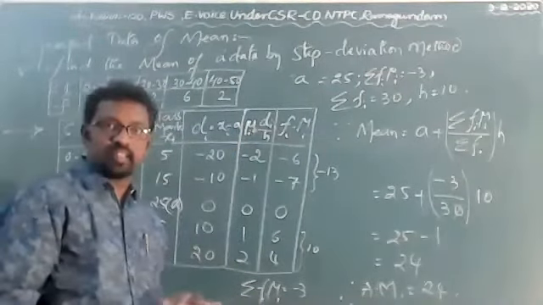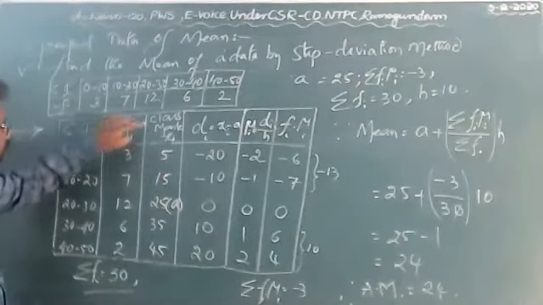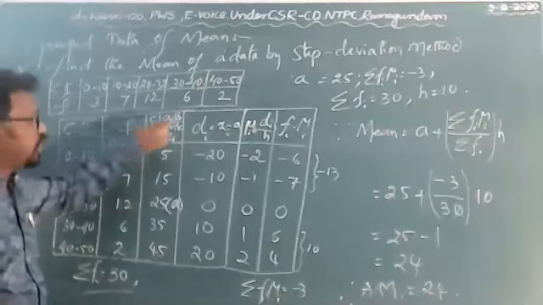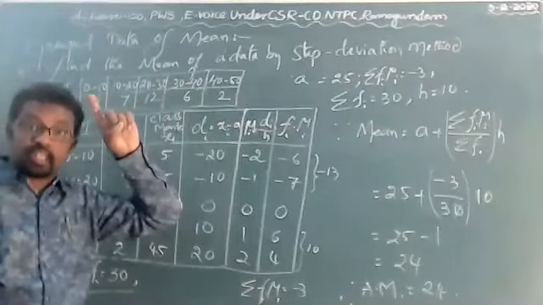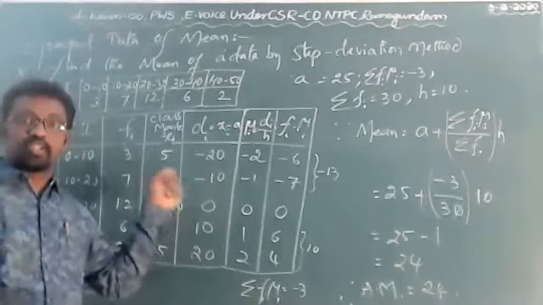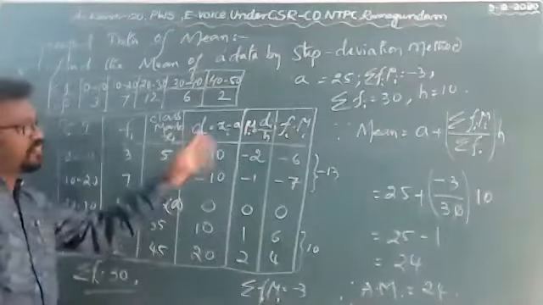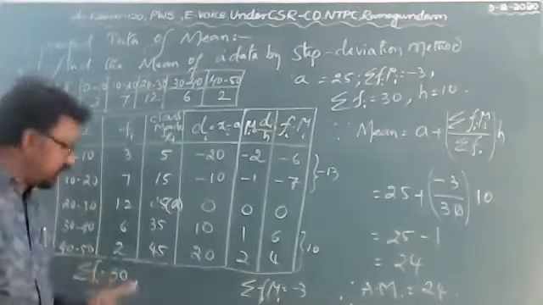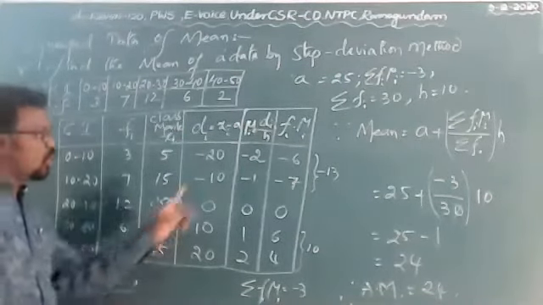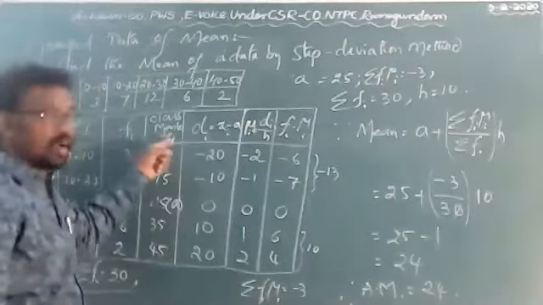Okay children, once again, in the mean method you only get the class mark. F into x you have to do. First method, direct method: F into x, frequency into class mark. Add all, sigma f. Till the end there is no change. In all three this will be there. Only you will get the multiples here. Fx you have to do first.